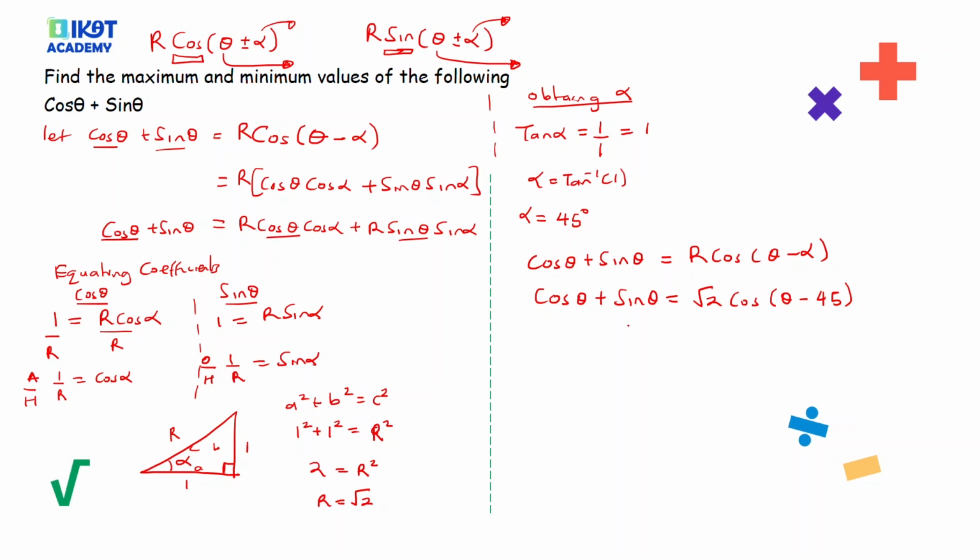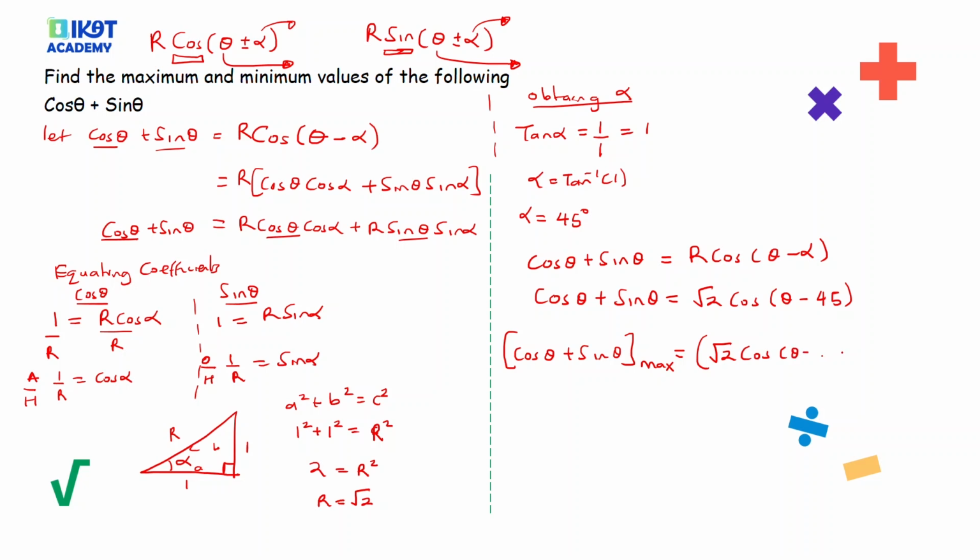Now the question wants us to find the maximum. The question wants the maximum of cos theta plus sine theta. So the maximum of this is going to be equal to the maximum of this.